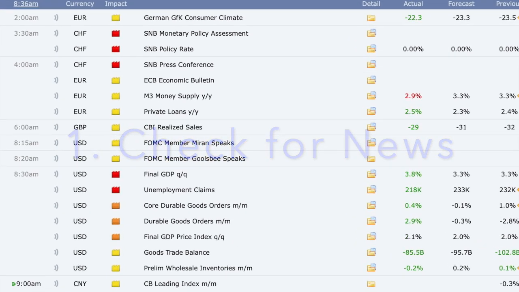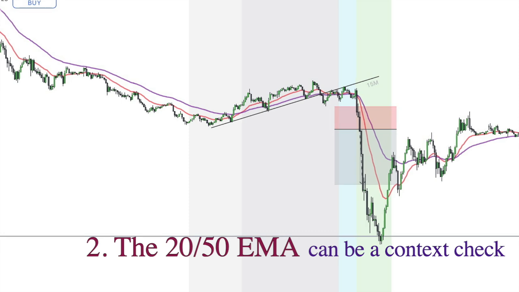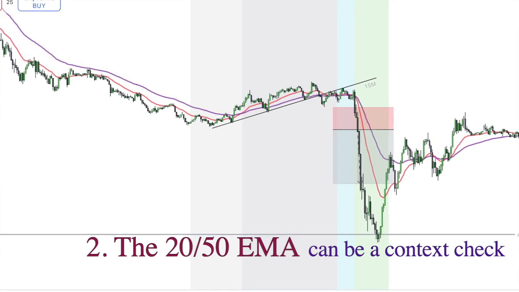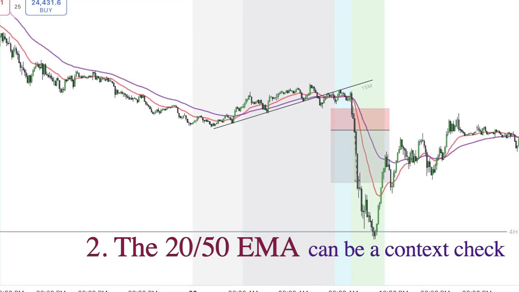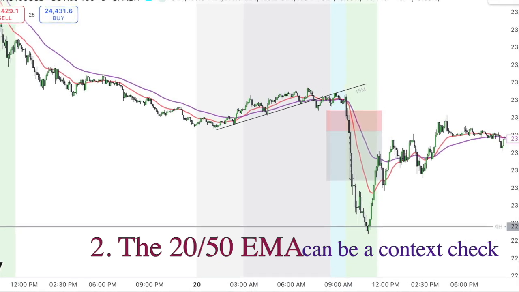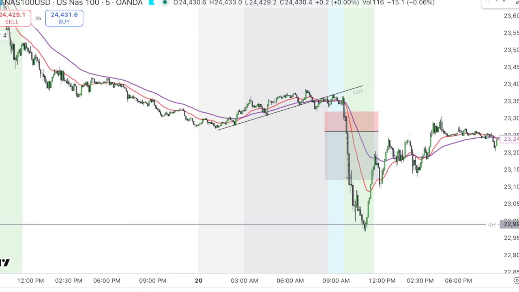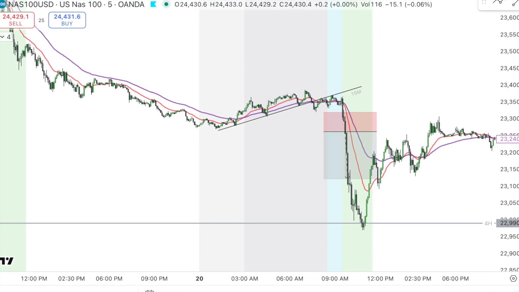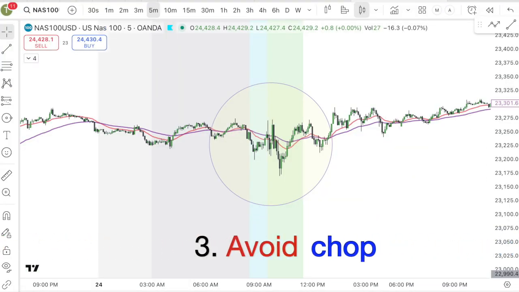our trade. Number 2, use the 20 and the 50 EMA as context checks. Remember, we're not using it for signals. We're using it just to check to see where price is in relation to the EMAs. Avoid a choppy market if you can. The market should not look like a barcode while we're trading.